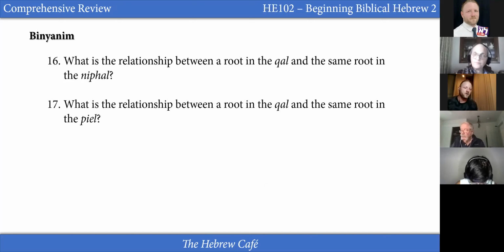What is the relationship between a root in the kal and the same root in the piel, Hoshea? Kal to piel. Intensive. The piel tends to intensify the root. It can also be causative. Yes. So for example, shamar, he kept. Shimer, he preserved. Shalach, he sent. Shileach, he sent away. Shavar, he broke. Shiber, he shattered. So there's that relationship of intensification.